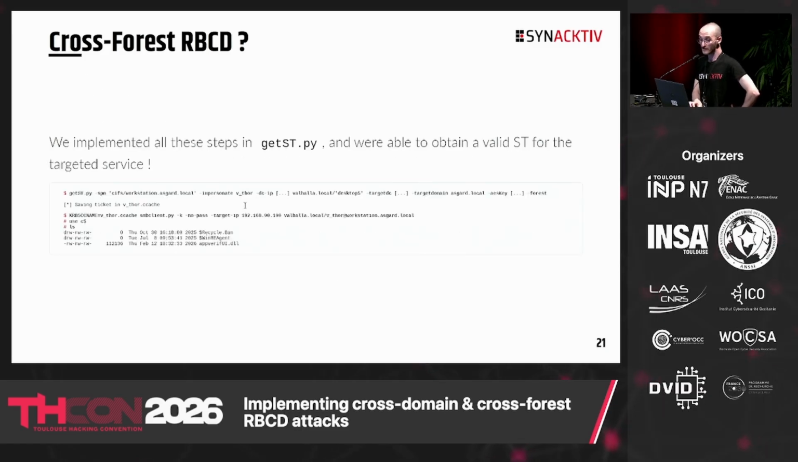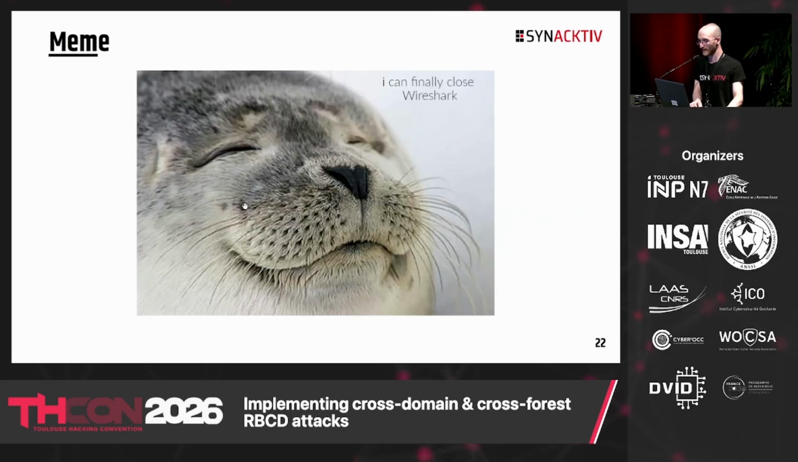So finally, we implemented all these steps in the getST script, and we were able to perform the cross-forest RBCD steps via Impacket. And finally, access the workstation as the administrator that we wanted to target. So we can finally close Wireshark and be happy about it.